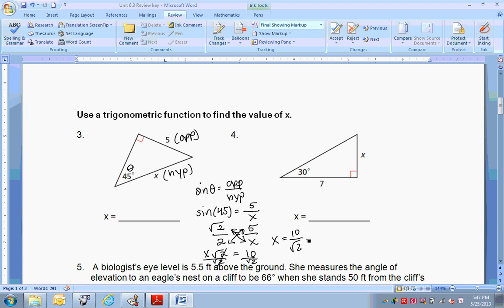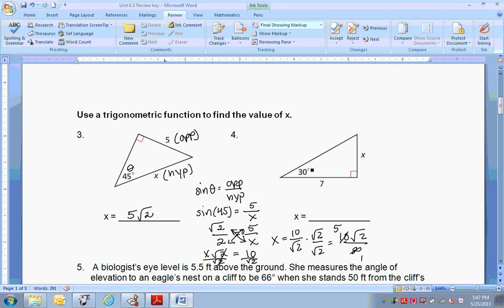But we do not like having a radical on the bottom, so we have to multiply the top and the bottom by the square root of 2. And you're left with 10 times the square root of 2 over 2, because square root of 2 times square root of 2 is the square root of 4, which is 2. So when we reduce 10 over 2 to be 5, you're left with x being 5 times the square root of 2.